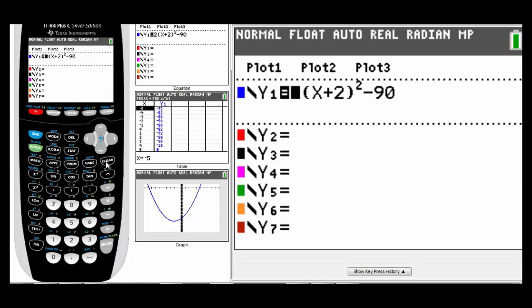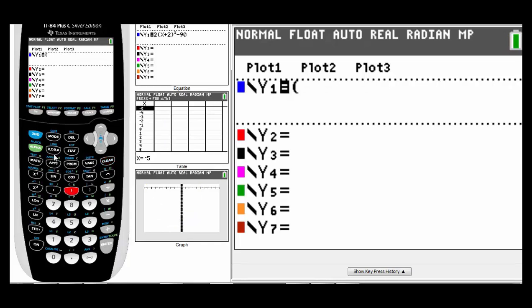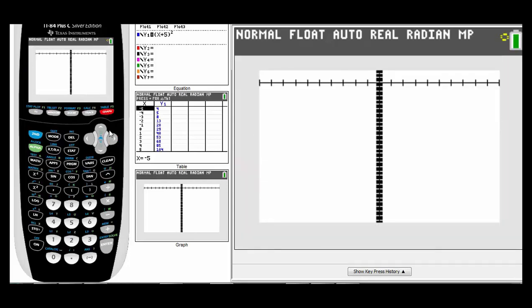So y equal, clear out the old function, use our parentheses, x plus 5 quantity squared. And then remember we had to add the 49 to get it set equal to 0. And I think we're going to have to adjust our screen here. If you notice, nothing shows up at all. There's nothing on here.